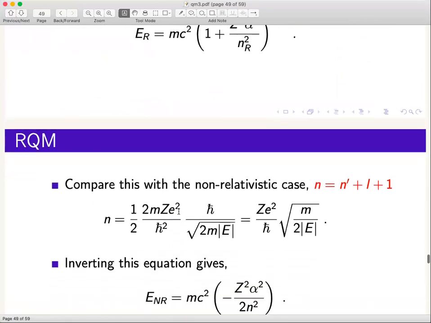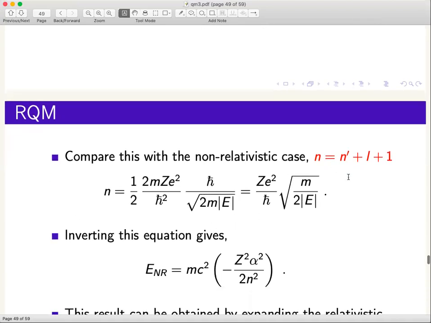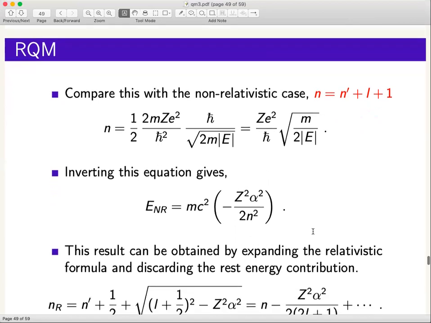Well, let's compare this with the non-relativistic problem. In the non-relativistic problem, the principal quantum number was the radial quantum number plus L plus 1. In that case, the 1 over r term is here, and the r to the 0 term is here, the square root of that, and inverse, of course. You can write down this expression in this form, and then you can invert the problem. If you invert, you get an expression which is like this. I need not have written down c squared actually.